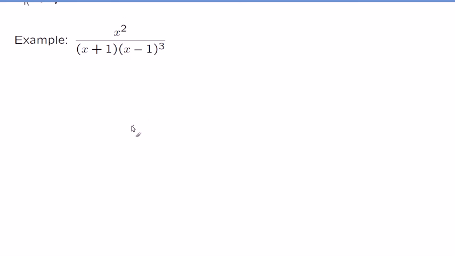Let's see. This one, you see how many irreducible factors? How many distinct irreducible factors? 2 is correct. X plus 1 and x minus 1. And x minus 1 is repeated, right? Okay. So when you apply two things, Bezout's identity and this long division. Let's do Bezout's identity first.